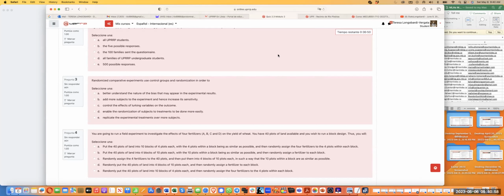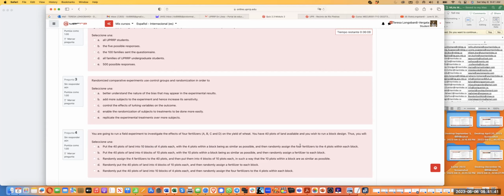Is it C, randomly assign the 4 fertilizers to the 40 plots? I think you got to block them first. First you identify the blocks, then you randomize within the blocks. Which one says that? Letter A: put the 40 plots into 10 blocks. Yes, I believe that you have to have the four treatments in each block, with plots being as similar as possible, and then randomly assign the 4 fertilizers within each block. So you're preparing mini experiments between 10 blocks.